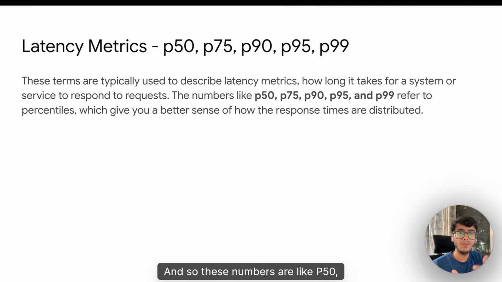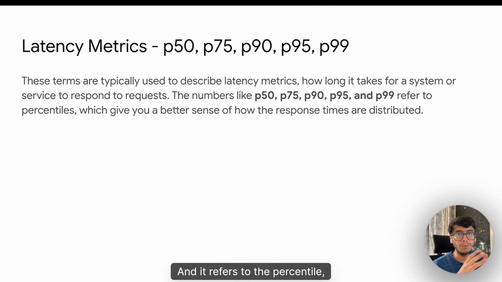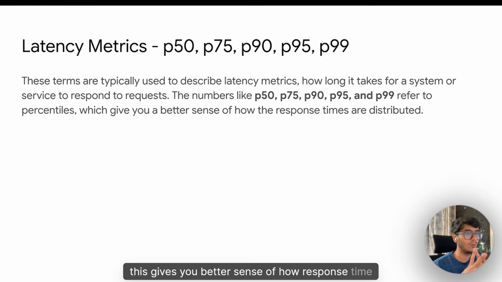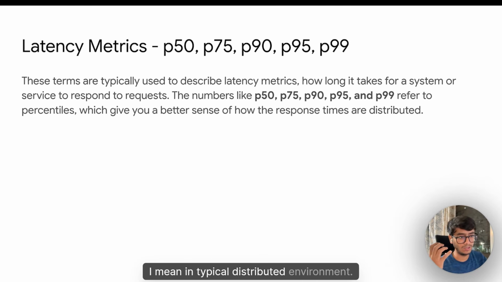These numbers are like P50, P75, P90, P95, P99, and they refer to the percentile. I mean, P50 is percentile 50, P75 is percentile 75. And believe me, this gives you a better sense of how response times are distributed in a typical system. I mean, in a typical distributed environment.